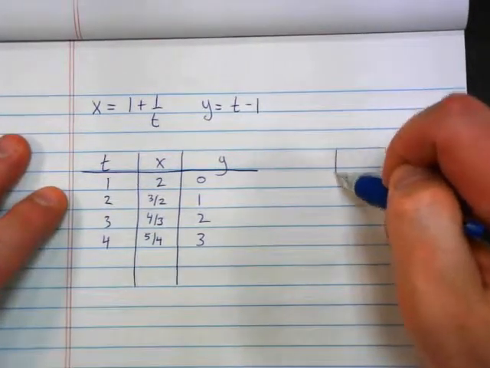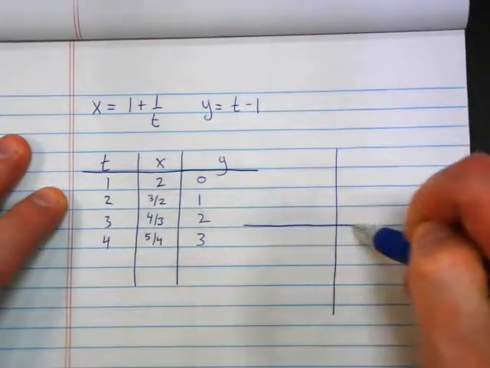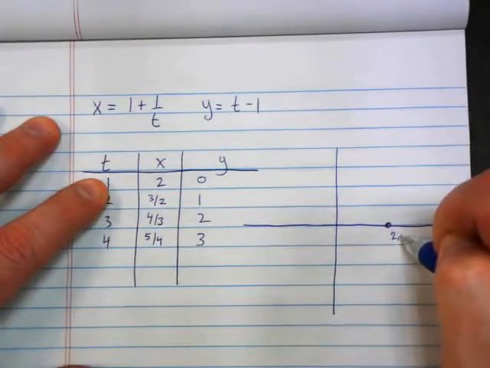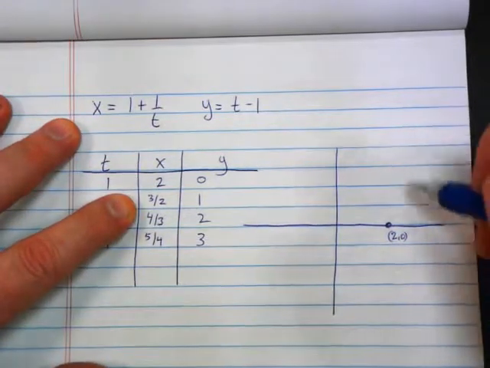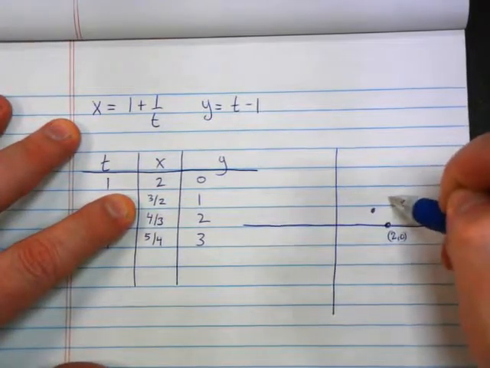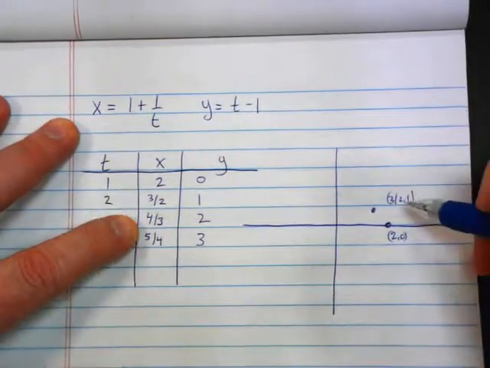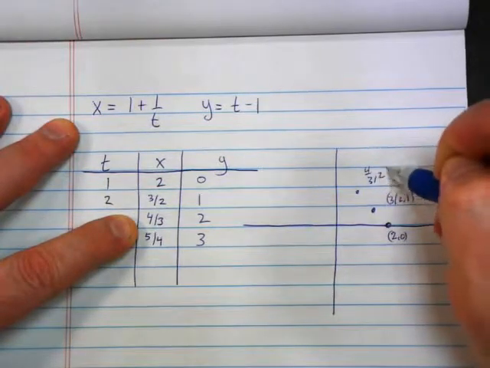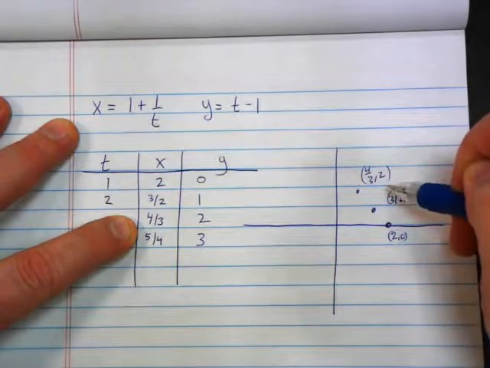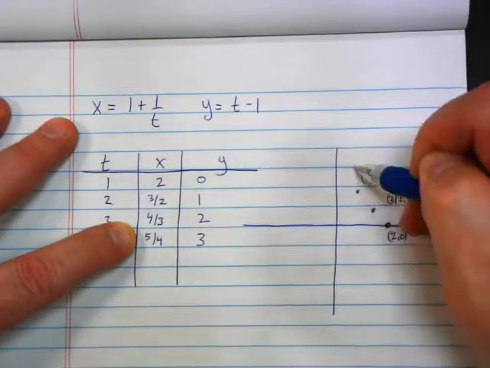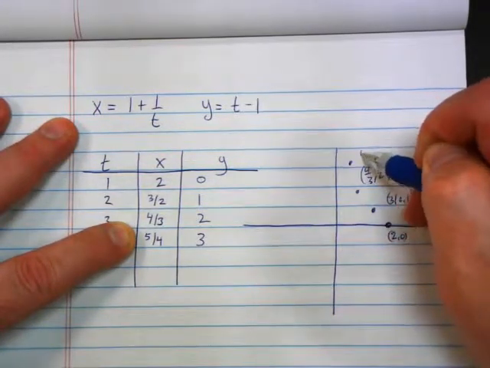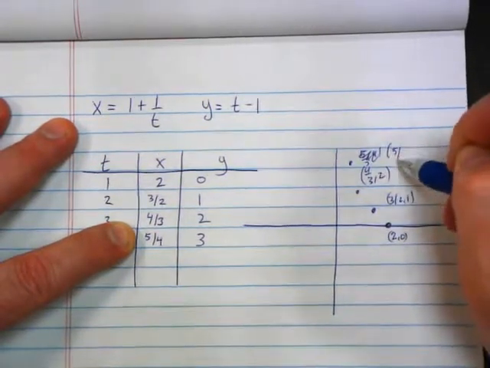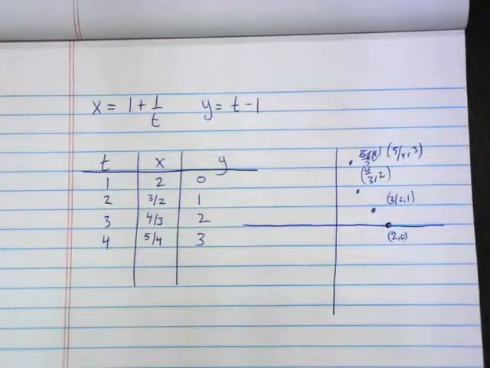Okay, so what do I have so far? I have 2, 0. Three halves, 1. 4 thirds, 2. 5 fourths, 3. What appears to be happening here?